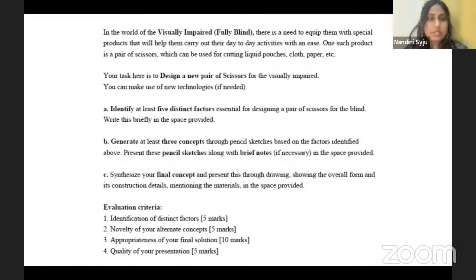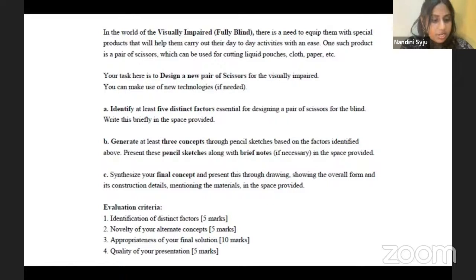All right. Generate at least 3 concepts, pencil sketches, brief notes if necessary, and your final concept. So over here, they want 3 ideations and one final concept. Please do not assume that B and C are the same. You are going to give 3 ideations and you're going to pick one and sketch it up, maybe even improve it in your final sketch, and that is going to be your final concept.